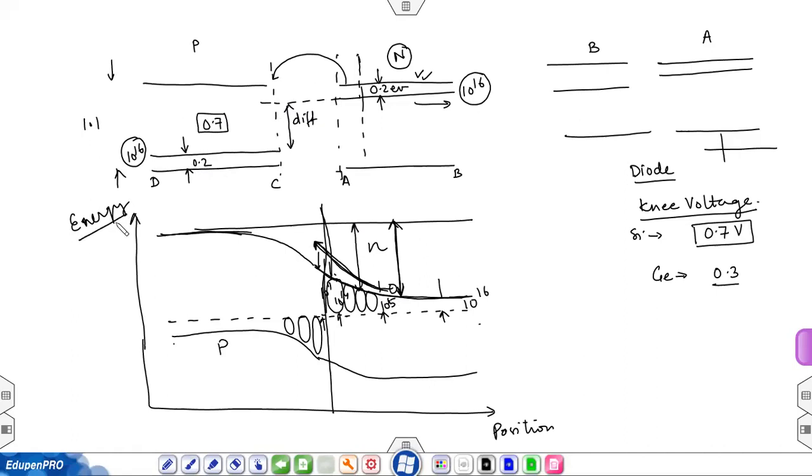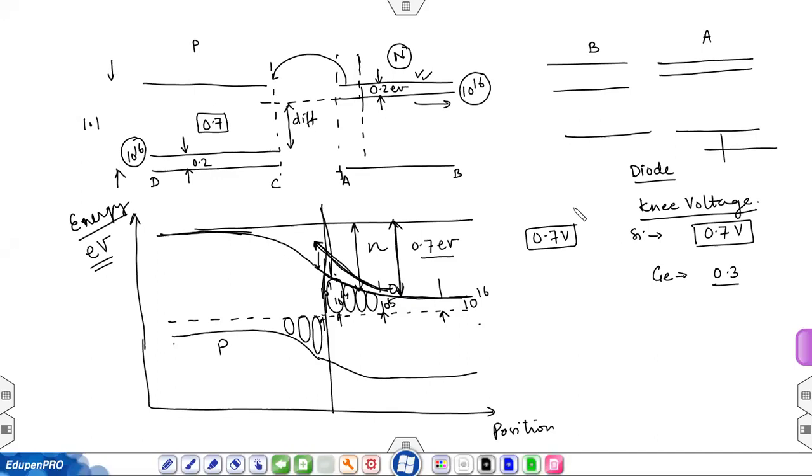This is the energy axis, so energy is represented in terms of electron volt. The difference is 0.7 electron volt. So what does it mean? How much voltage do you have to apply so that this motion can start, so that the electron can go towards the p side? 0.7 volt. That's why the knee voltage of a silicon diode is 0.7 volt.